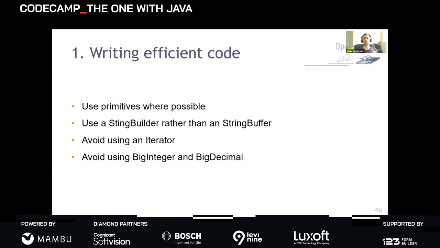Another quick and easy way to avoid overhead and improve performance for your application is to use primitive types instead of their wrapper classes. So use int instead of Integer, et cetera. This basically allows your JVM to store these values in the stack rather than the heap, like we talked about earlier. And this reduces your memory consumption and allows your JVM to handle it more efficiently.